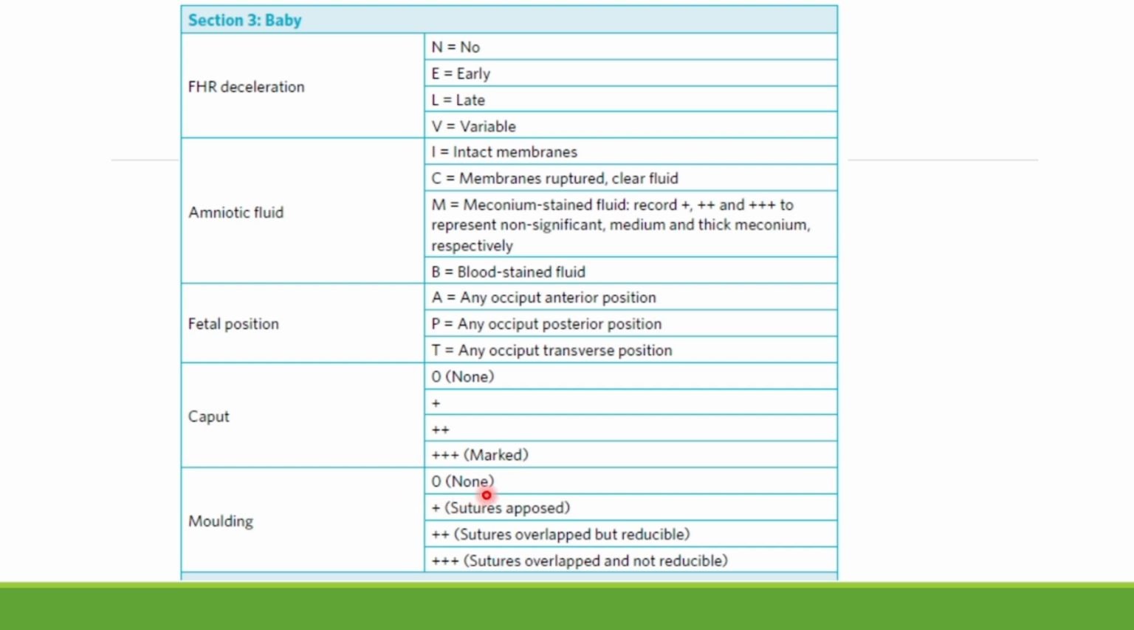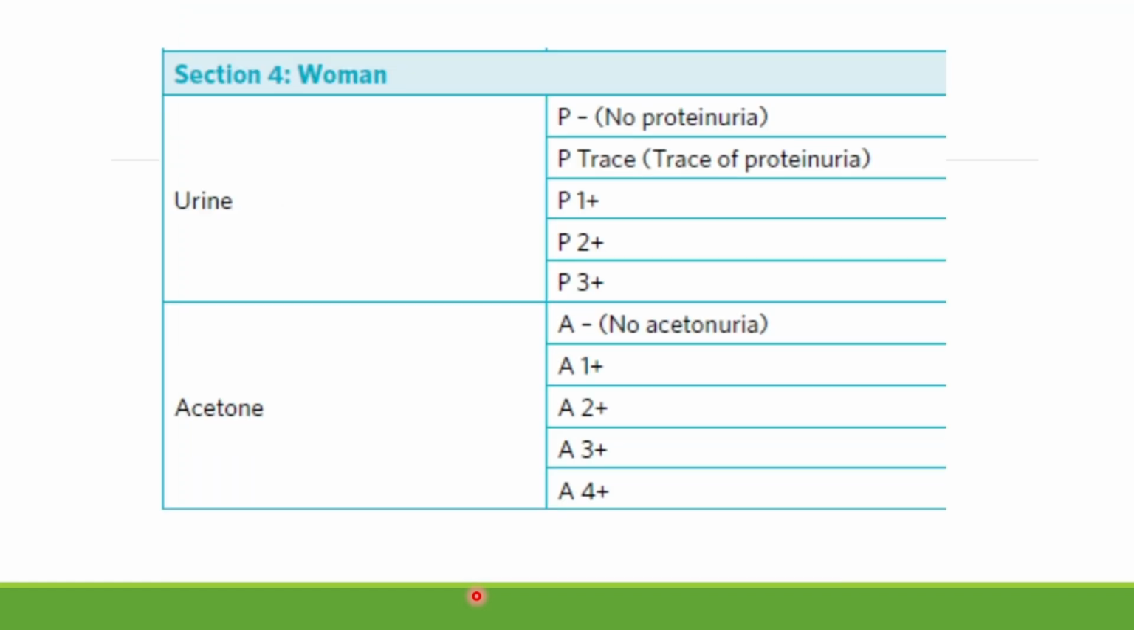And molding 0, 1 plus, sutures just opposed, so that we cannot feel the sutures. 2 pluses, the bones are approximated, the sutures overlapped, and the bones are reducible. And here the bones overlapping each other but non-reducible. This is the significant, the 3 pluses molding. Urine, either no protein or a trace, or 1 plus, 2 plus, 3 pluses, and again for the acetone.